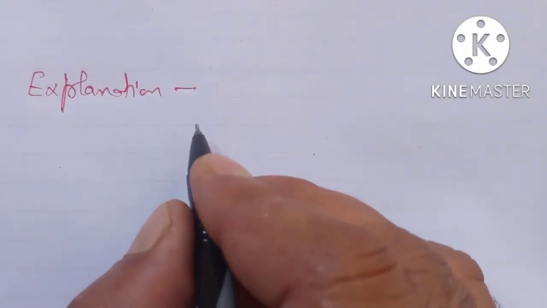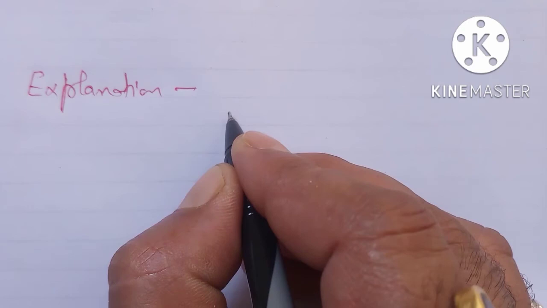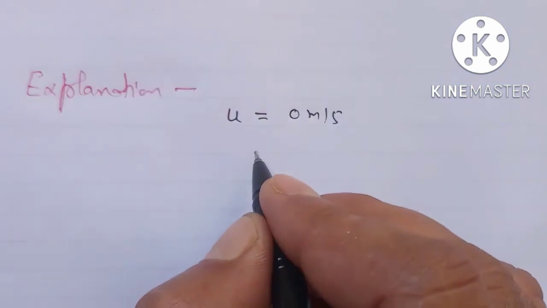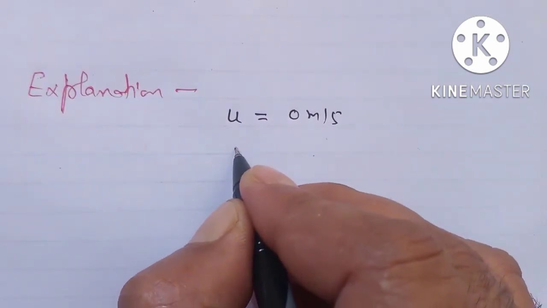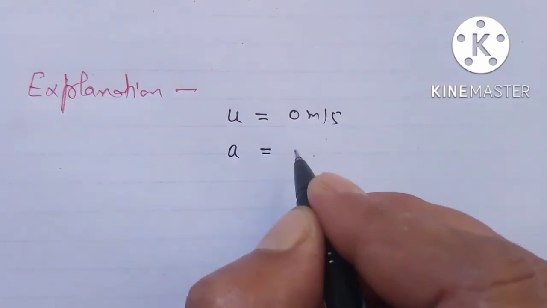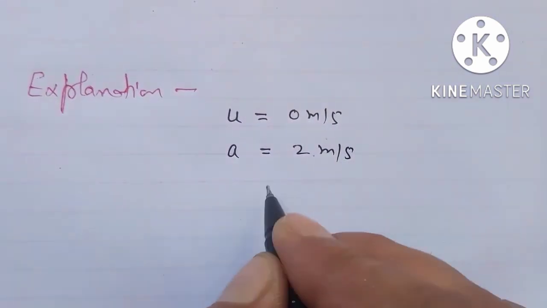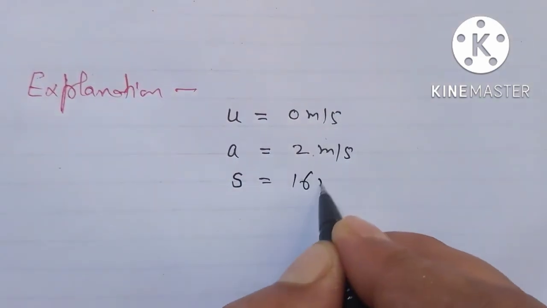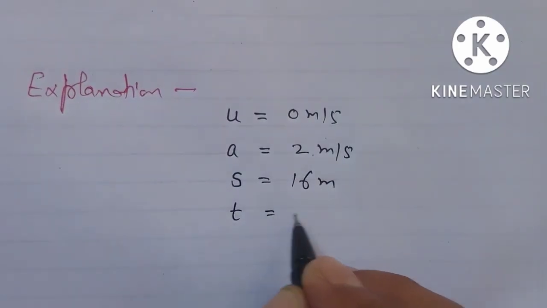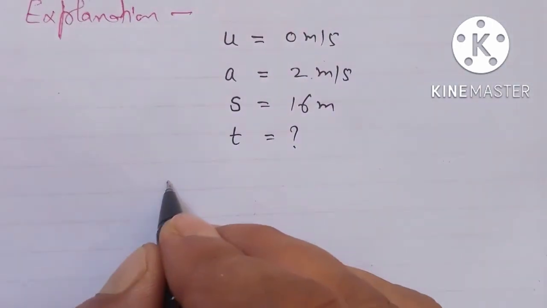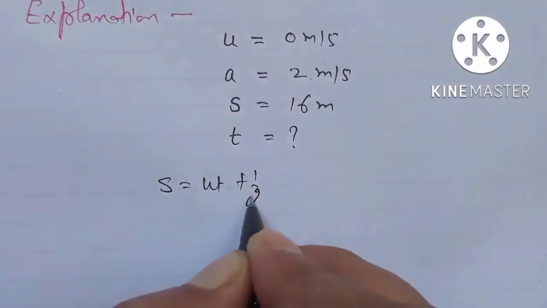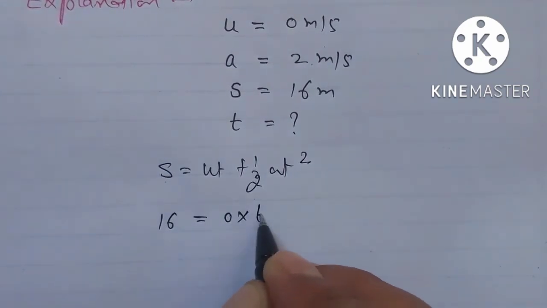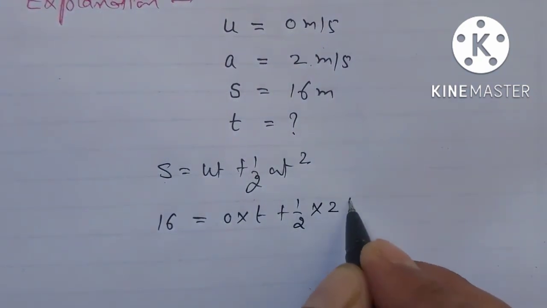Explanation. As the body starts moving from rest, it means its initial velocity, that is u, equals 0 meter per second, and it has acceleration, which is given as 2 meter per second square, and distance is also given, that is 16 meter. Here in this problem we calculate the time. So by using the relation s is equal to ut plus half at square: s is 16, u is 0 multiplied by t, plus half, acceleration is 2, t square.